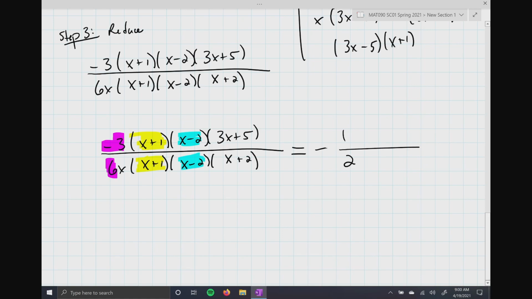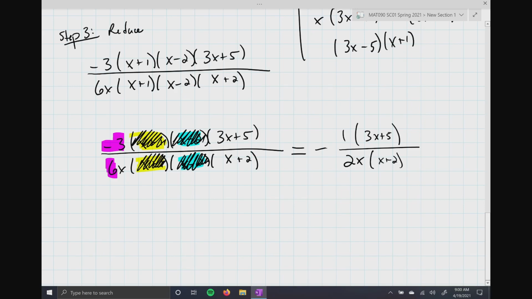Now, the next thing is that letter x in the denominator that's next to the 6. Nothing reduces that, so I write an x. Now, the x plus 1 over x plus 1, we know they cancel out, or they divide out. The x minus 2 over x minus 2, they divide out as well. So it looks like the only thing left over in the numerator is the 3x plus 5, so times 3x plus 5. And the only thing left in the denominator is x plus 2.